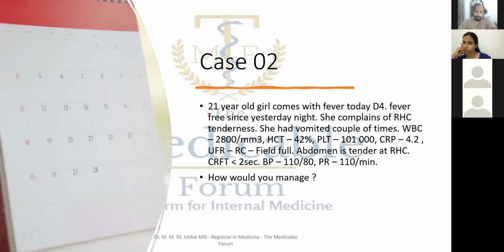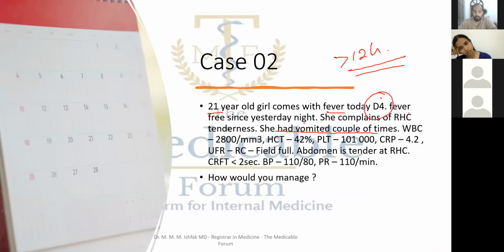This is a 21-year-old girl coming with fever today, day 4. So day 4 of fever. Fever free since yesterday night. So more than 12 hours, the patient is fever free. She had vomited a couple of times. Could be a sign of gut ischemia.